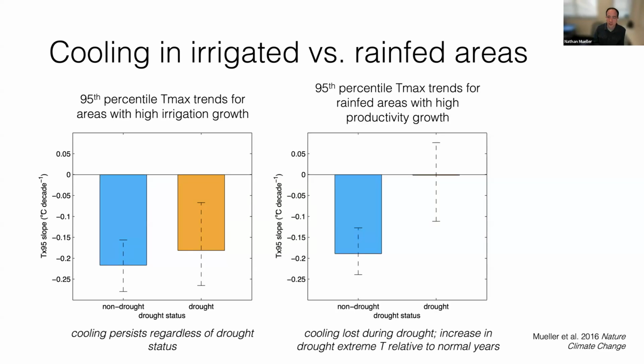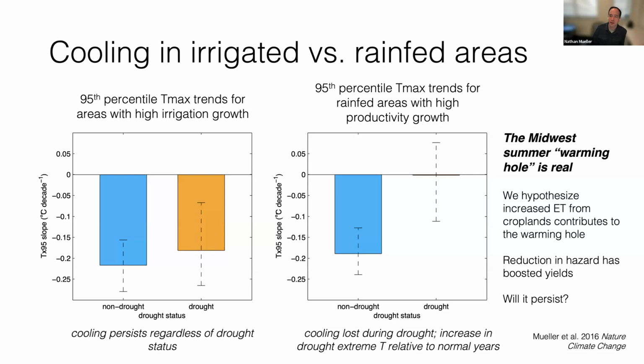But when you look at the rain-fed areas, a really interesting thing is that there's actually cooling in these very intensified rain-fed croplands that's of a comparable magnitude to the irrigated areas, as long as there's moisture. But then when there are drought conditions and that soil moisture is not present, we see those extreme temperatures pop back up.